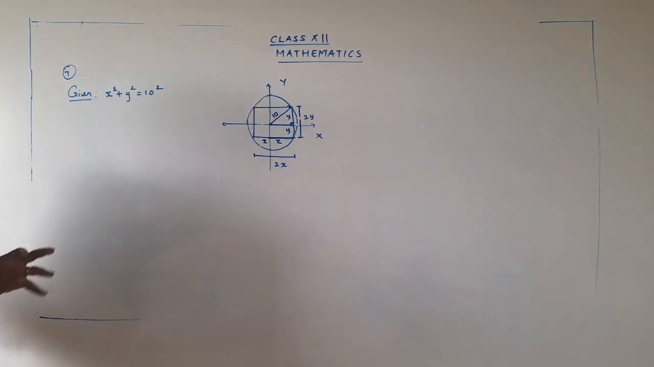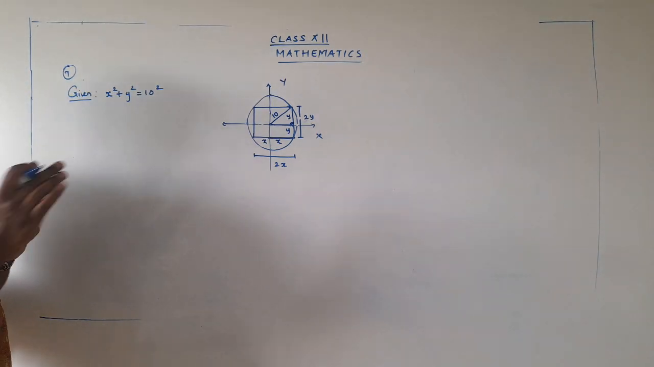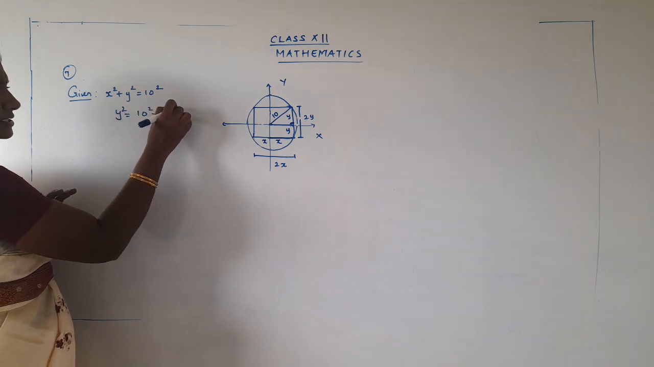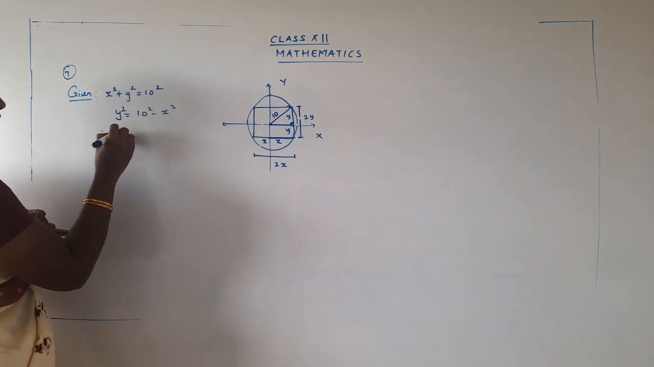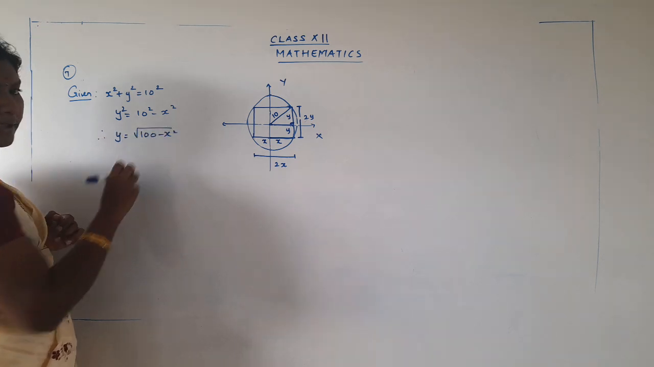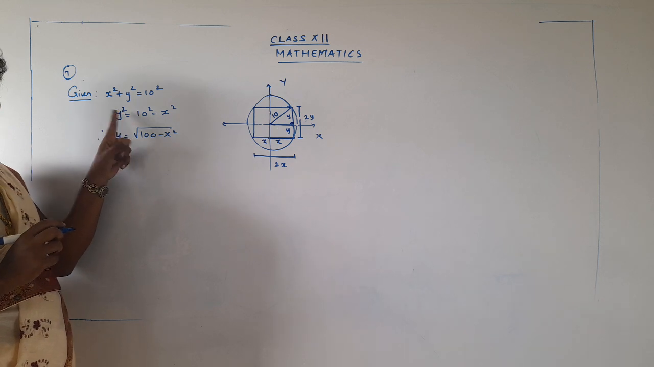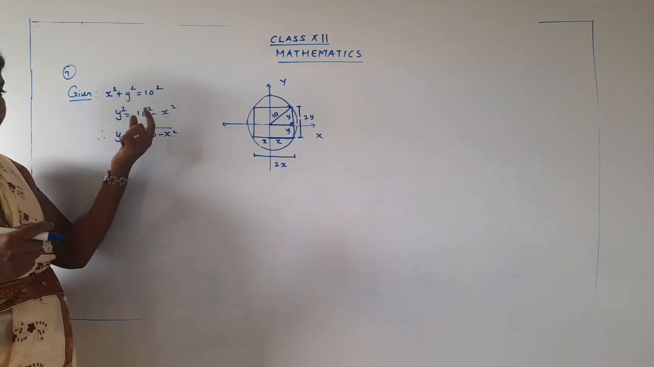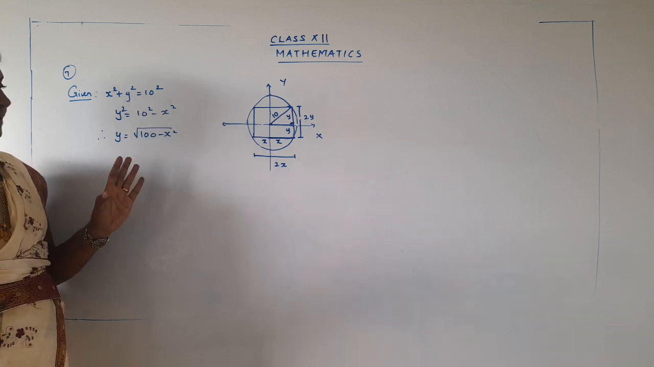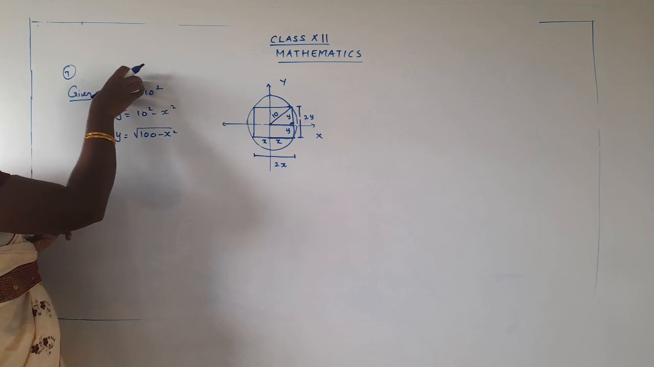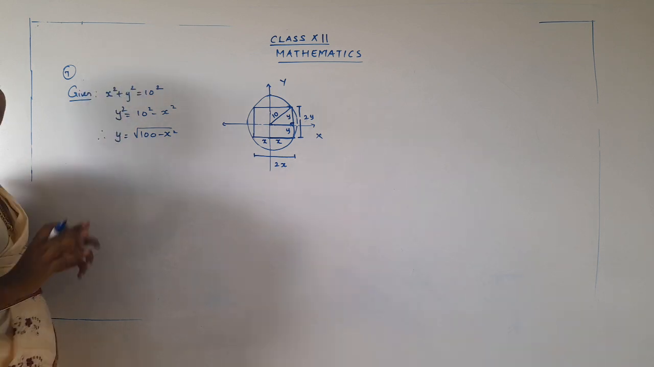Once we know the given part, we have to just find out the value for y also. So I get here y square is equal to 10 square minus x square. So I'll find out the value for y. It is equal to square root of 100 minus x square. This is y square. Y square is 10 square minus x square. So y will be square root of this value. What is 10 square? 100 minus x square. So we have found the value for y also. So I got an equation, and from the equation I have found the value for y.